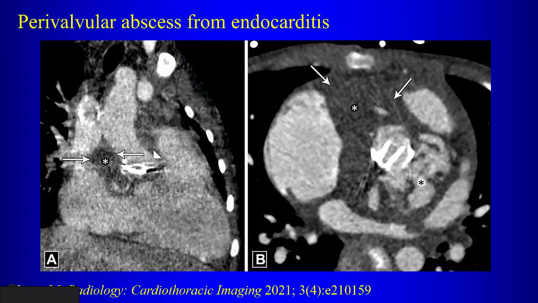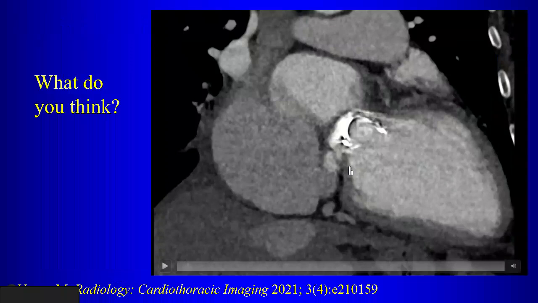Now, you can also have abscess formation as a complication. The abscess tends to occur in this region, along the fibrous region of the valve insertion, between the aortic and the mitral valves. So abscesses can form here. If we have low attenuation regions like this in a patient who's had cardiac surgery around the valve, that could be an abscess. It's a complication of endocarditis.